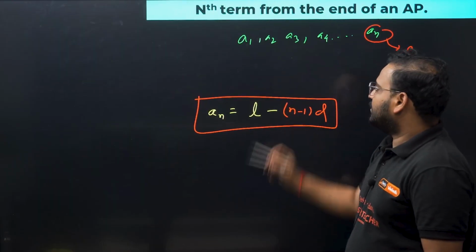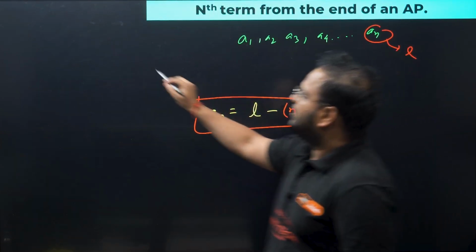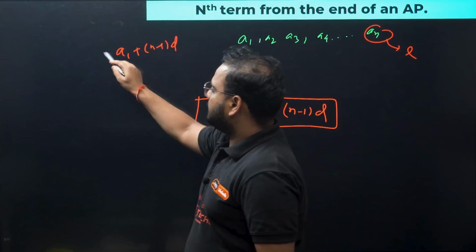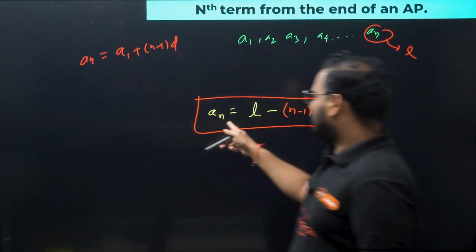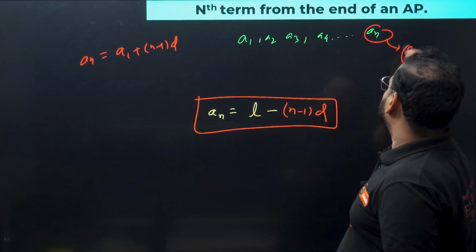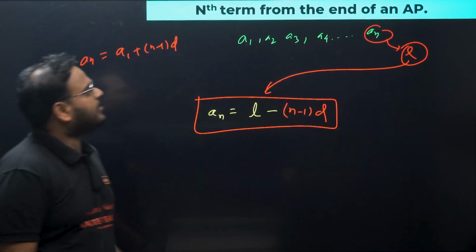You'll have a minus sign over here. Remember, from the front you had a1 plus. But from the end you'll have L minus, because the last term is L. Please check. I hope you can spot the difference over here.